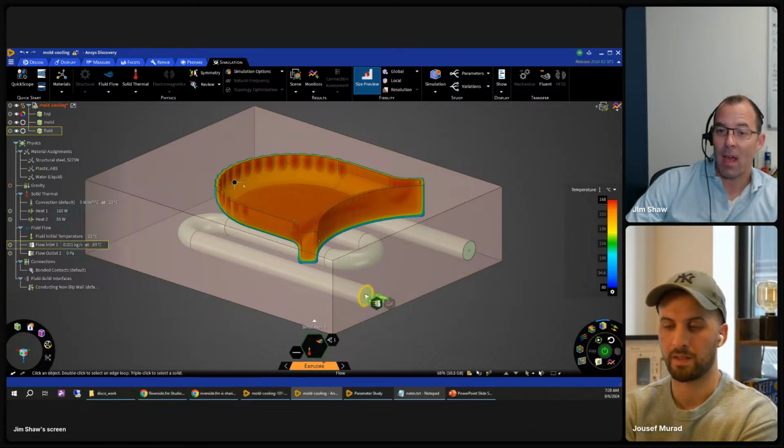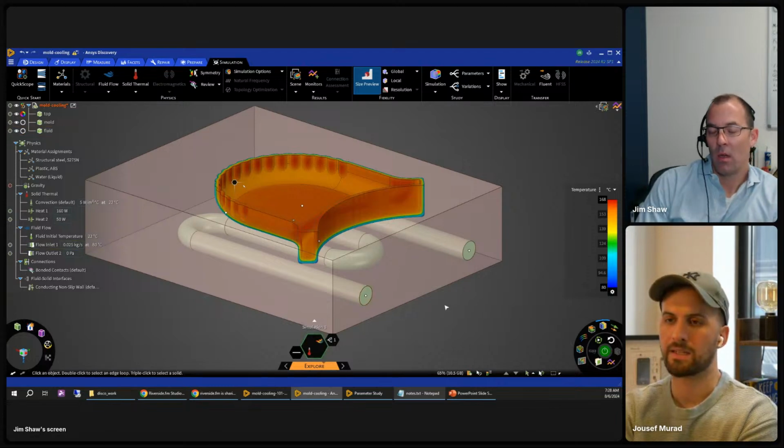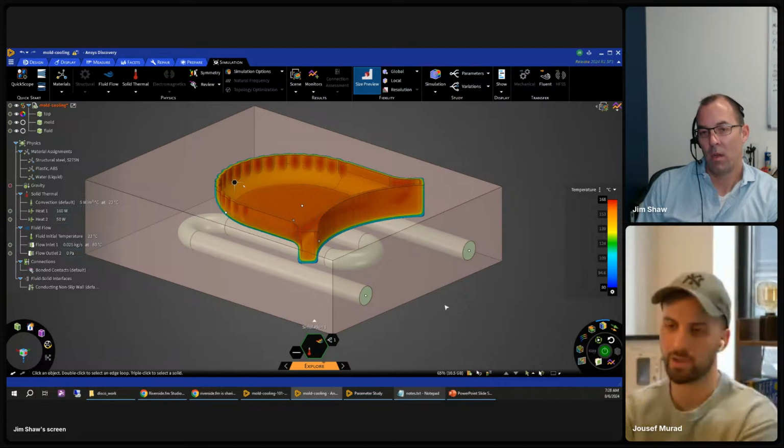Has Ansys talked about the solver behind that technology? They have. Okay.